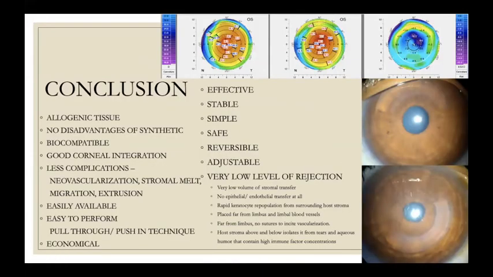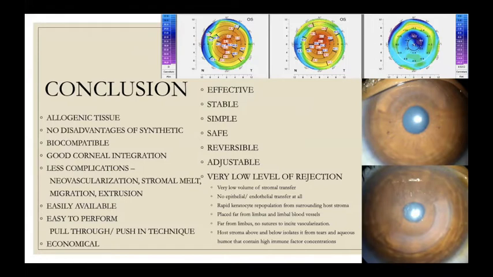And that basically comes to the end of my presentation. Just to conclude, this is the use of allogenic tissue with no disadvantages of synthetic tissue. It's biocompatible with good corneal integration, fewer complications. It's easily available, at least for us, and also in many other countries, though in some countries it may not be easily available. It's easy to perform with a pull-through or push-in technique, and also for us it's economical, but maybe not so in every country. It's effective, stable, simple, safe, reversible, adjustable.